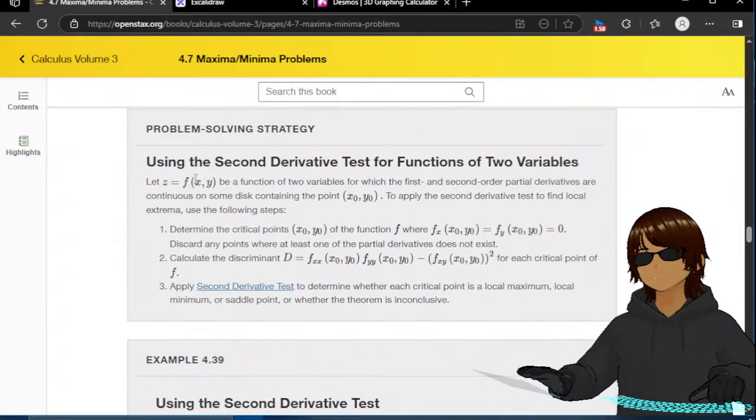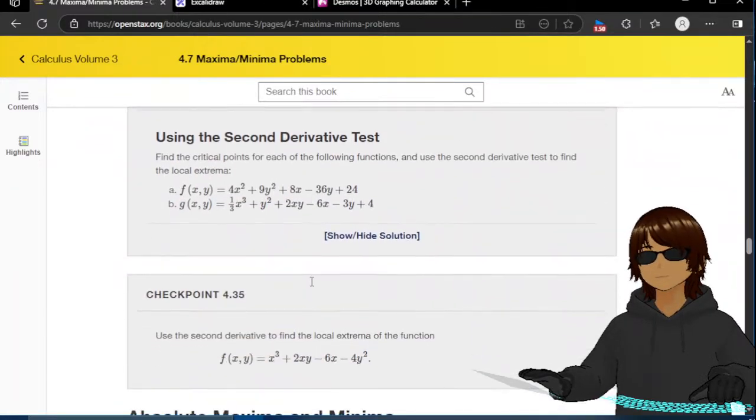Let z equal f of x, y be a function of two variables for which the first and second order partial derivatives are continuous on some disk containing the point x naught, y naught. To apply the second derivative test to find the local extrema, use the following steps. Determine the critical points, calculate the discriminant, apply the second derivative test.